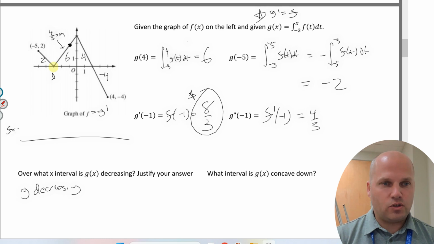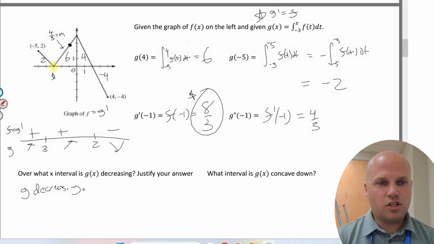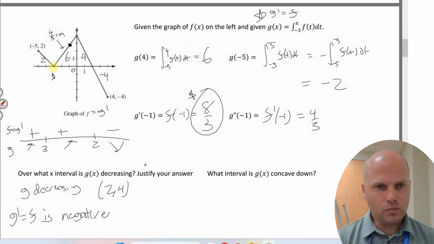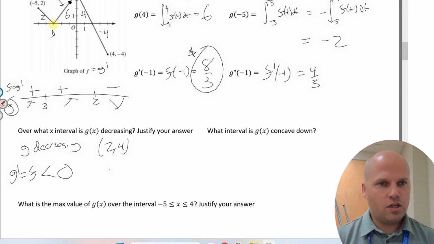So f, which equals g prime, is positive until -3, but then positive again till 2, and then negative, which means g is going to increase, then increase, then decrease. G will be decreasing from 2 to 4. My justification is that g prime, which equals f, is negative. Don't say it's decreasing, say it's negative. That's a little soft. You could have just said it's less than 0. Okay, g is decreasing when g prime is negative.